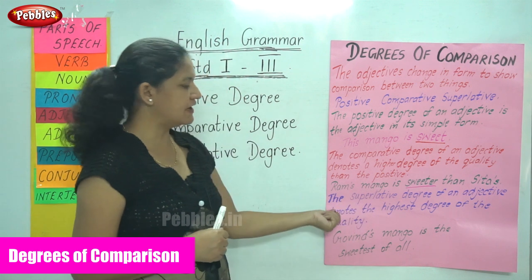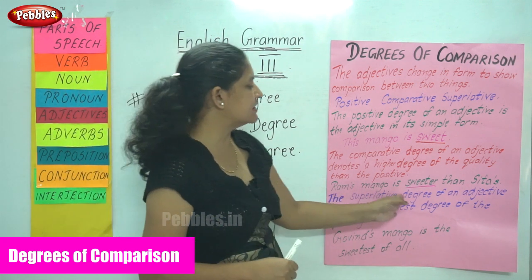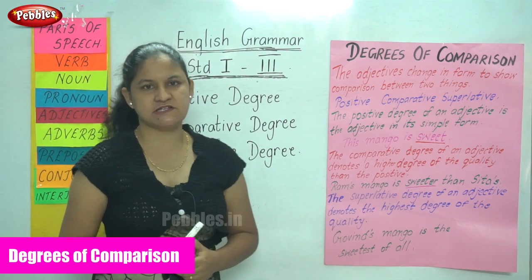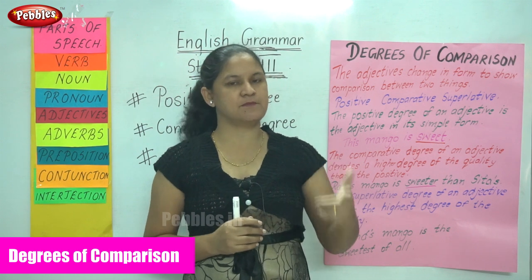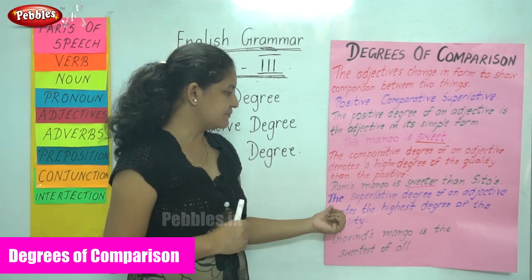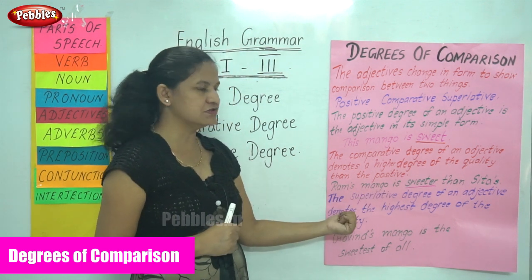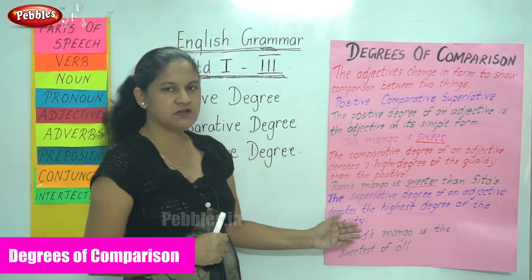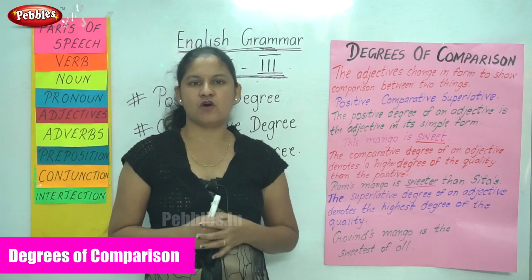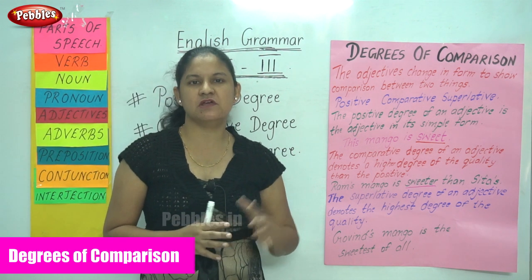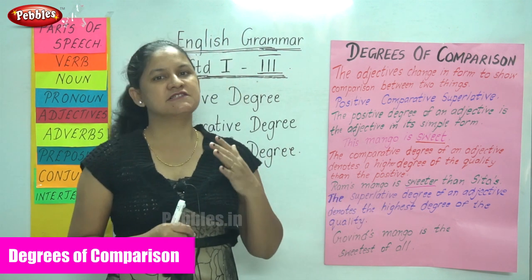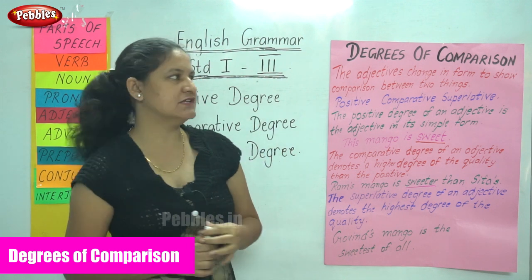The next comes the superlative degree. The superlative degree of an adjective denotes the highest degree of the quality. When compared to the positive and the comparative, the superlative degree is the highest. Example: Govind's mango is the sweetest of all. When you compare the mangoes of Ram, Sita and Govind, you find that Govind's mango is the sweetest and it is of the highest quality.